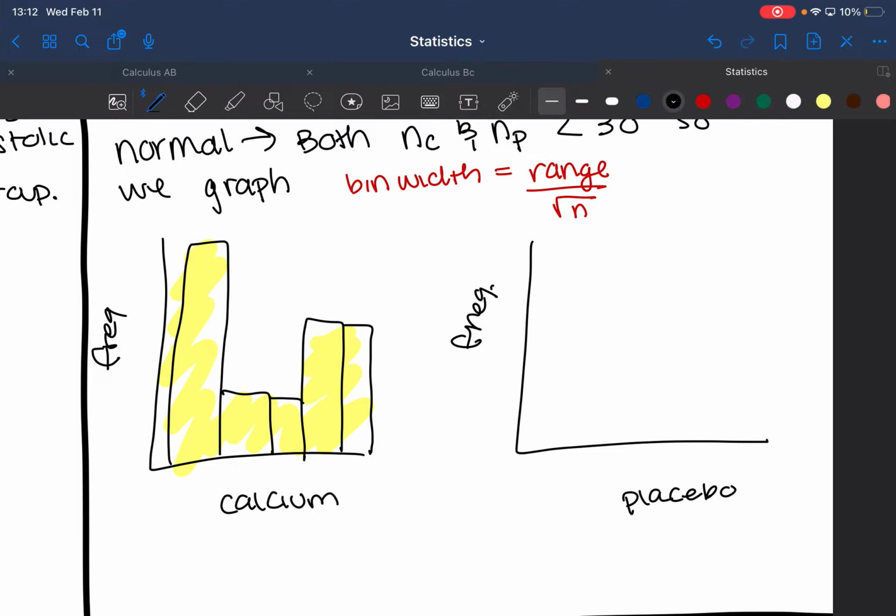Both graphs don't show extreme skewness.